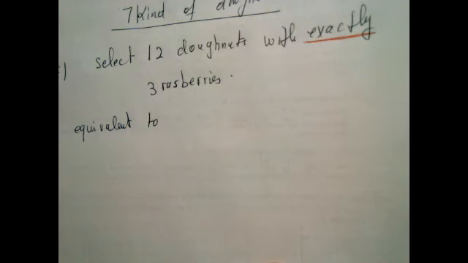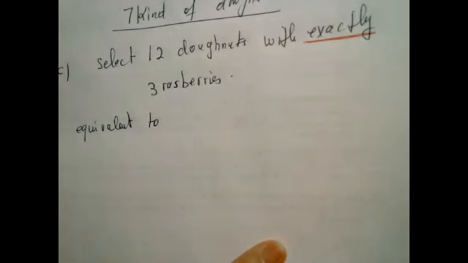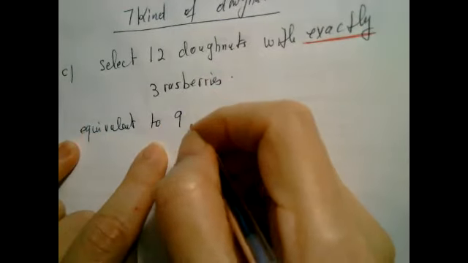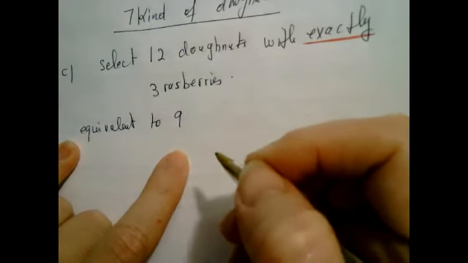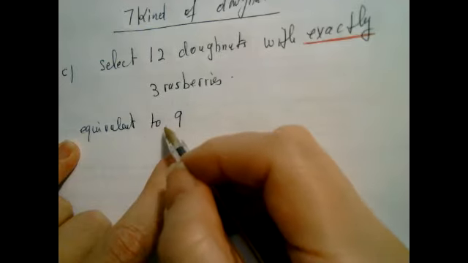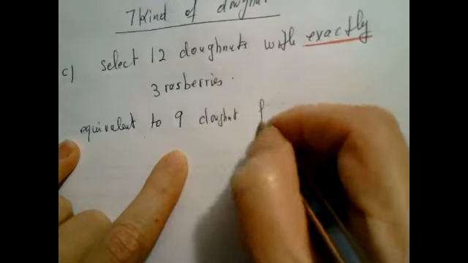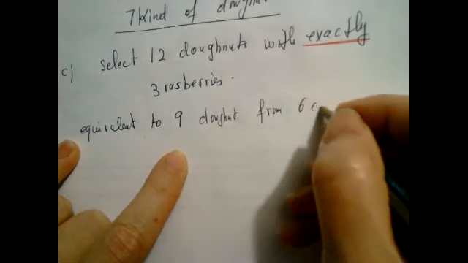Okay, anybody else? If it's exactly 3 raspberries, that means there's no room for less than or more than, correct? Yeah, only 3. So keep going. So would it still be the 9 donuts that we were working with last time, but only 6 categories? Exactly. Absolutely right, don't be afraid. So it's equivalent to choosing 9 donuts from 6 categories.